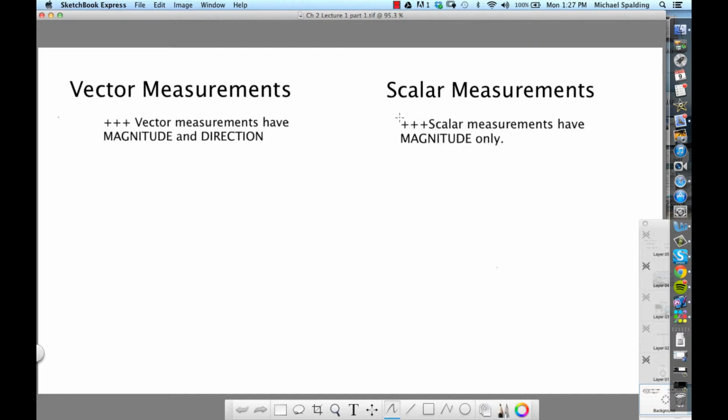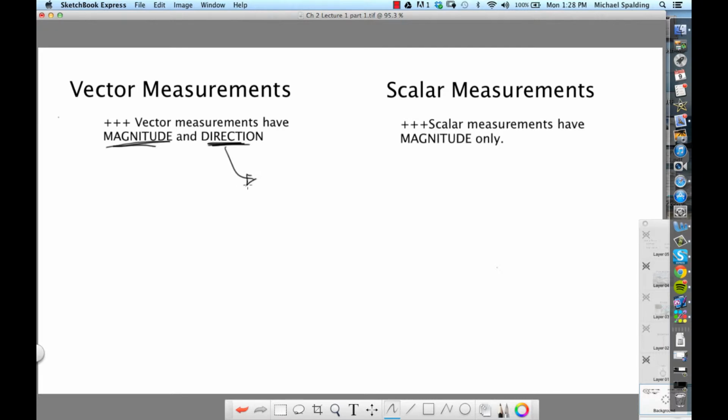If you haven't done vectors before, we're going to go over them pretty thoroughly in a couple of weeks. But for today, I just want you to understand what it means to say that a measurement is vector and what it means to say a measurement is scalar. So vector measurements have what we call magnitude. They have a magnitude and a direction. Direction you can all wrap your brain around pretty well.